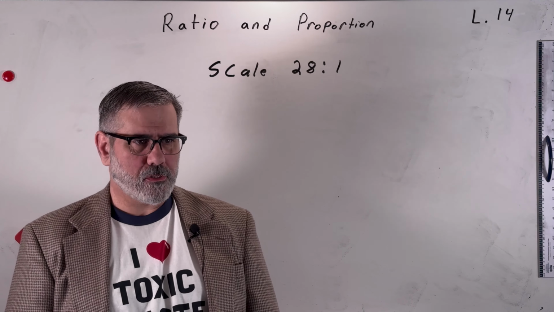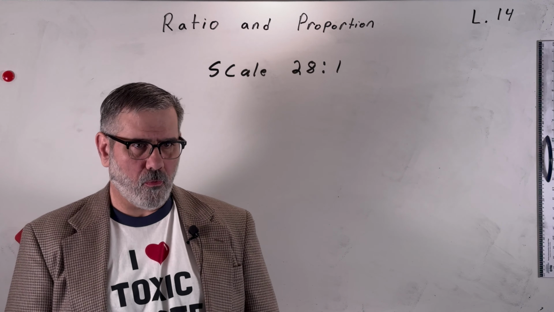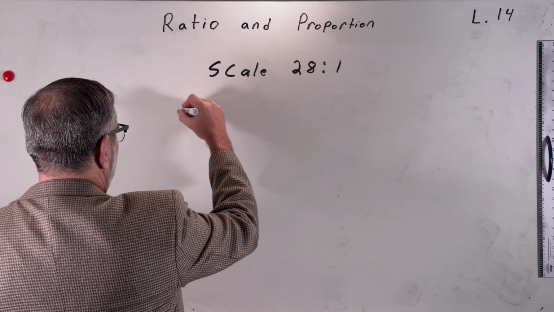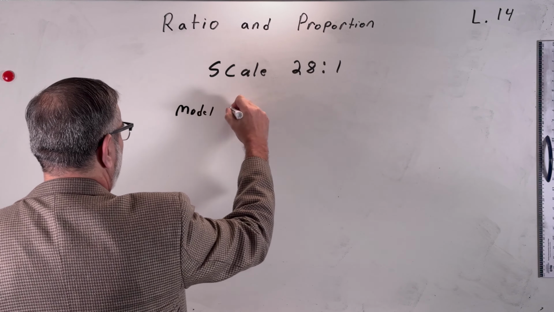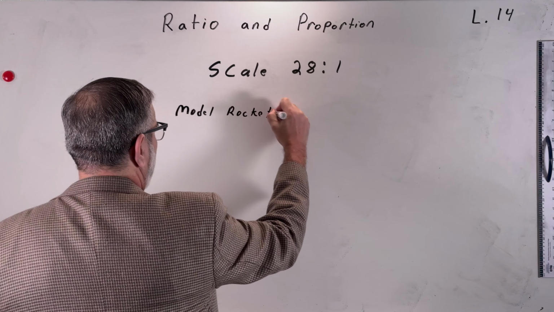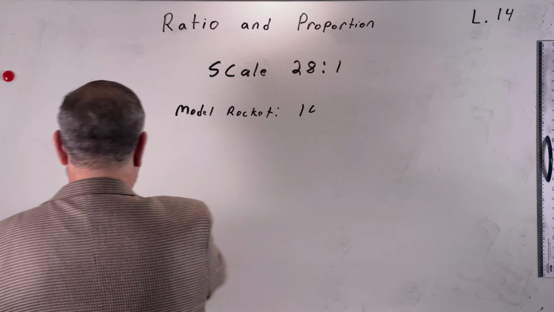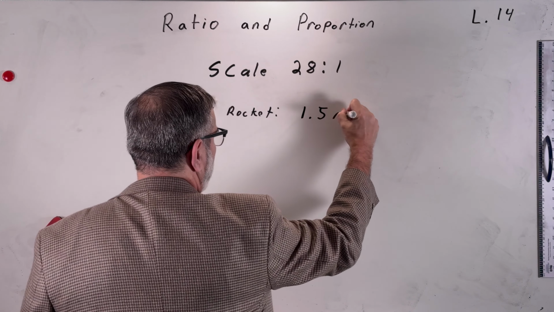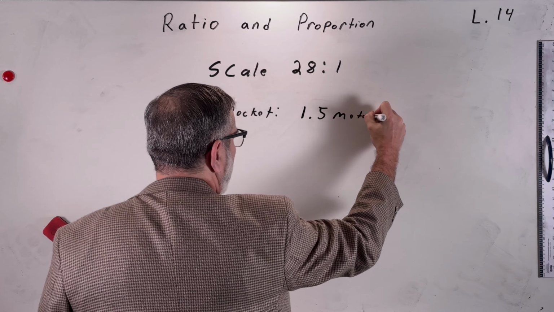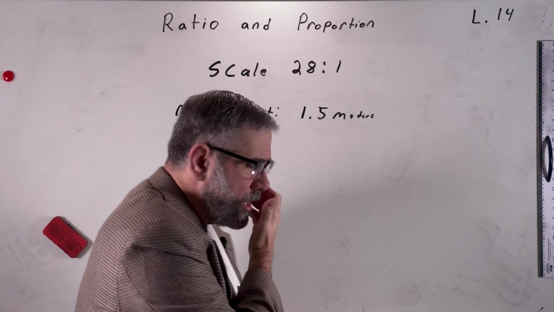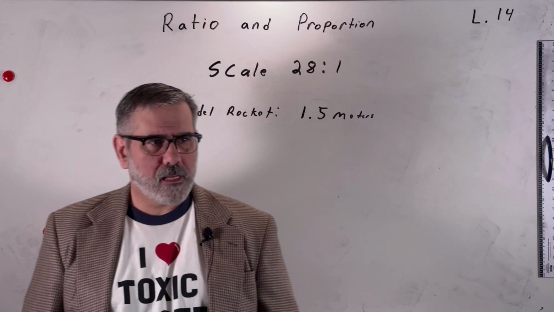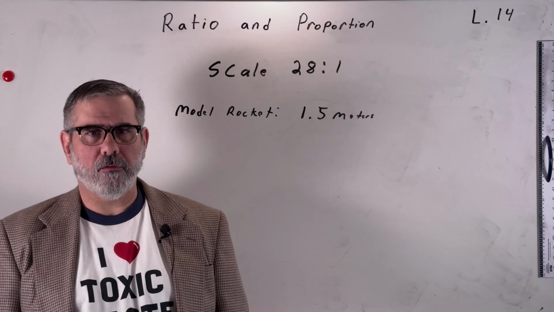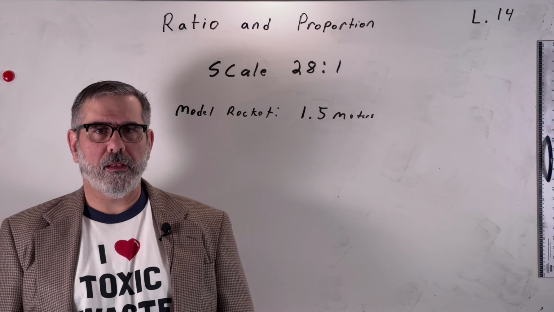So what I'd like to do now is consider what would the actual size of that rocket be if we had the same scale factor that we did for the V2. So just to remind you, let's assume the model rocket is 1.5 meters tall. Using a scaling factor of 28 to 1, let's calculate what the actual size of the real rocket would be, given that scaling factor. So go ahead and pause the video and try that now.